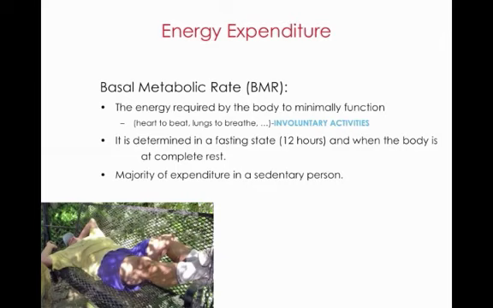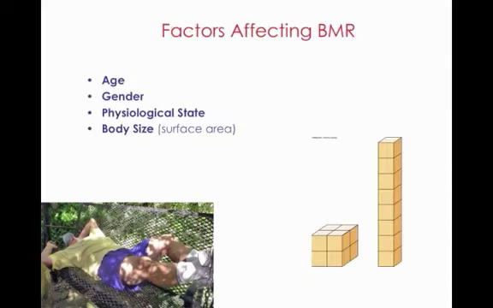And as you saw from the previous slide, the majority of energy expenditure in a sedentary person is for basal metabolic activities. There are different factors that can affect basal metabolic rate. Age, as we get older, our BMR decreases. I hate that. Gender, males tend to have a higher BMR than females due to their increased muscle mass. Physiological state, this can refer to illness, fever, fasting, malnutrition, and to body size or surface area. To explain surface area, I want you to look at these two items here.